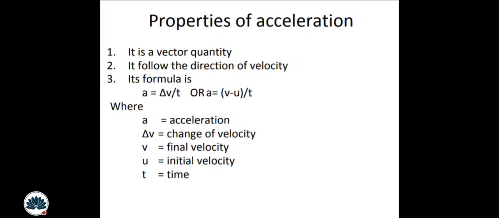Properties of acceleration. It is a vector quantity. It means that it has a magnitude and a direction. It follows the direction of velocity, obviously. Its formula is final velocity minus initial velocity upon t, meaning time. So what is the formula of acceleration? Final velocity minus initial velocity upon time.